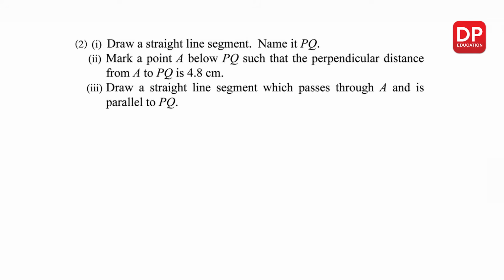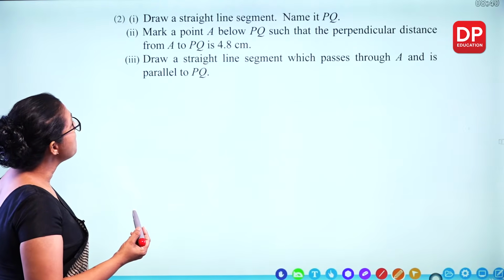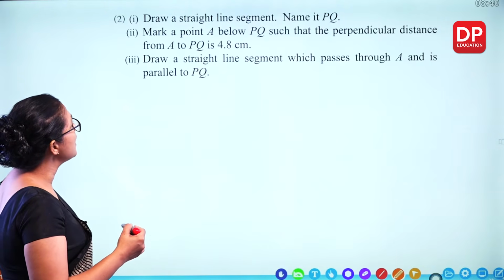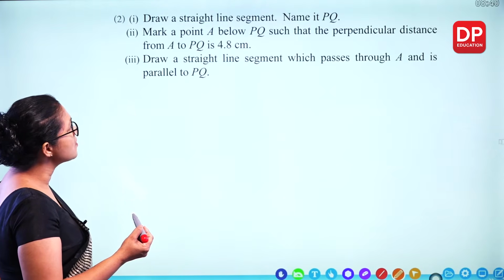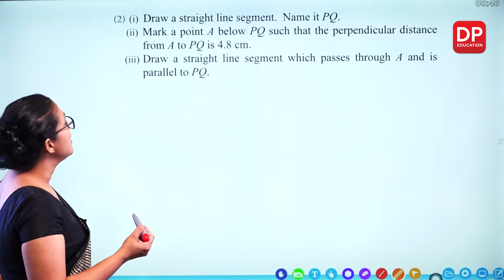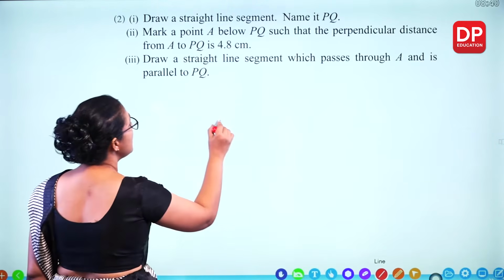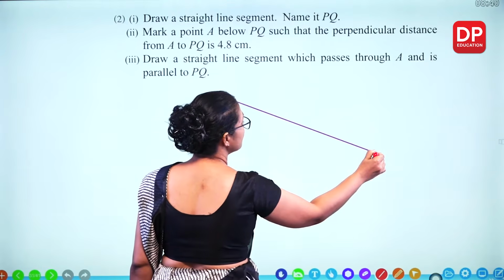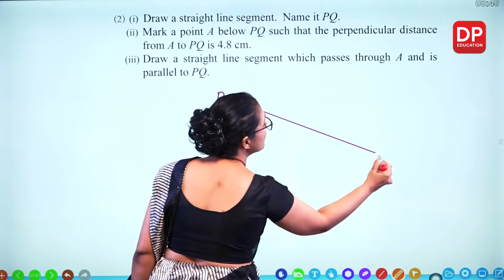Question number 2. Draw a straight line segment and name it PQ. Mark a point A below PQ such that the perpendicular distance from A to PQ is 4.8. Draw a straight line segment which passes through A and is parallel to PQ. So first draw any PQ line. PQ.